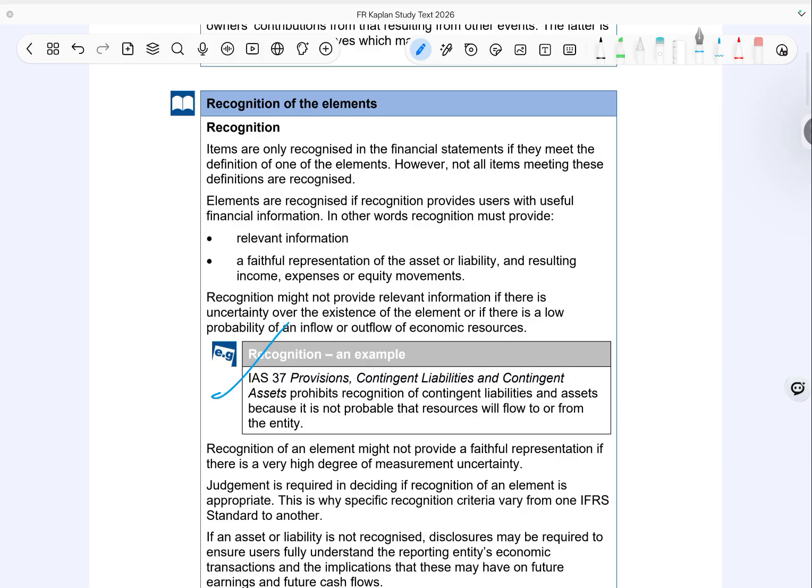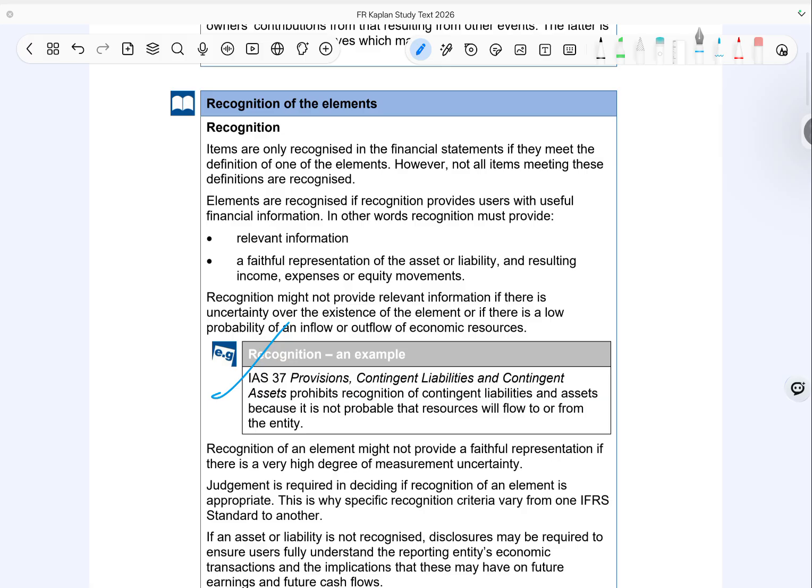Let's look at this example. Suppose a company is being sued. Will it immediately record a liability? Not necessarily. If it's not probable that the company will have to pay, then under IAS 37 it's treated as a contingent liability, which is not recognized in the financial statements. Why? Because the future outflow of resources is still uncertain.